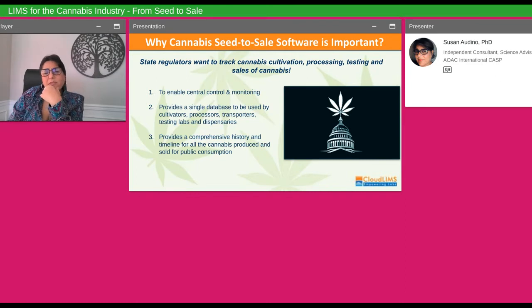When we put all of those pieces together, we end up with a comprehensive history and timeline for all things that have happened to that cannabis product, or the cannabis that's been produced for the sale and ultimate consumption by the public. So it really is a great way to track all of this. And state regulators are looking for this trackability. They want to know what's going on with this product. And in addition to that, there's also opportunity for each individual component, so the cultivator, the processor, the consumer, to know what's happening with that product.